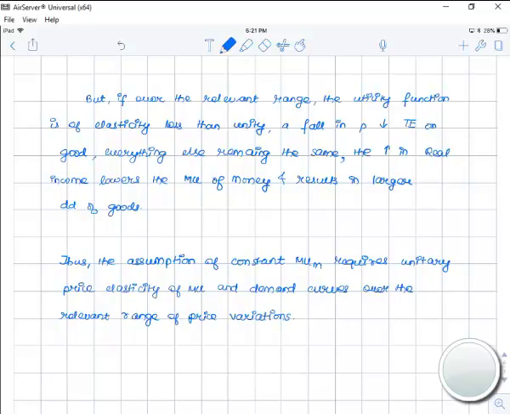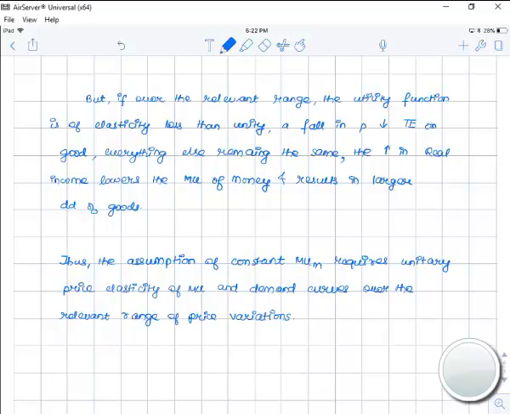That is, if the utility function is of less than unitary elastic case, then what will happen in that case? When the prices fall, total expenditure will also fall. When total expenditure falls, real income will increase. When real income increases, marginal utility of money will fall, and hence you will demand more goods. So that's not an equilibrium. So the assumption of the constant marginal utility of money requires unitary price elasticity of marginal utility and the demand curves over the relevant range of price variations.